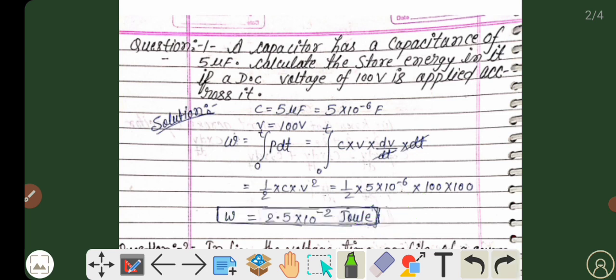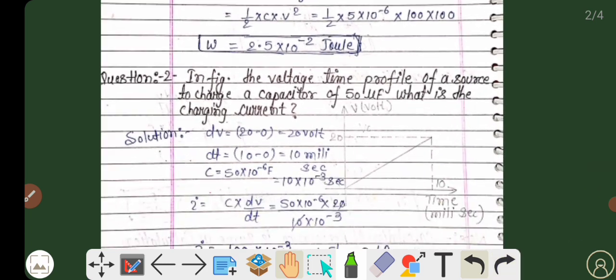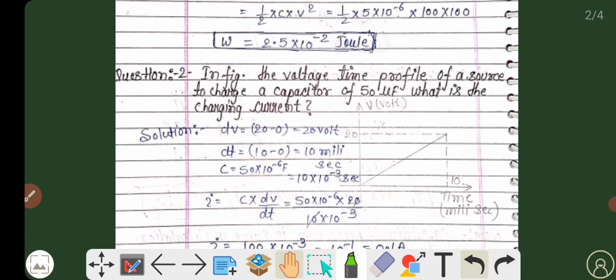Now my dear friends, the next question is question number 2. As you can see in the figure, the voltage time profile of a source is used to charge a capacitor of 50 microfarad. What is the charging current? In the given question, there is a graph of voltage versus time. The data is given regarding the value of capacitance, that is 50 microfarad.